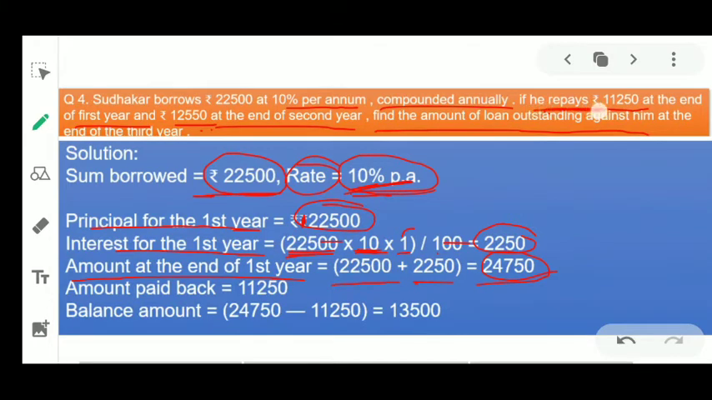If he repays 11,250, so the amount paid back equals 11,250. Now the balance will be what? The amount at the end of the first year, that is 24,750, minus the amount he paid back, that is 11,250. So 24,750 minus 11,250 equals 13,500.